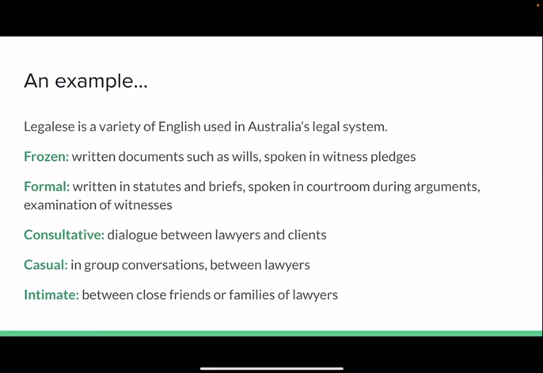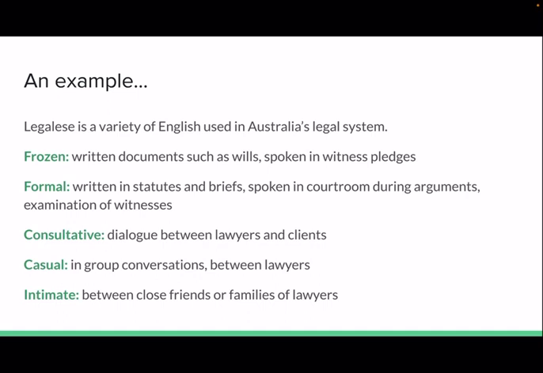Okay, so for example, legalese is a variety of English used in Australia's legal system. Within that, we have examples of all of the different kinds of registers. So we have frozen, which would be things like written documents such as wills that always take the same shape. Witness pledges, exactly the same, always the same language that's used there. Formal might be written in statutes and briefs or spoken in the courtroom during arguments, examinations of witnesses.